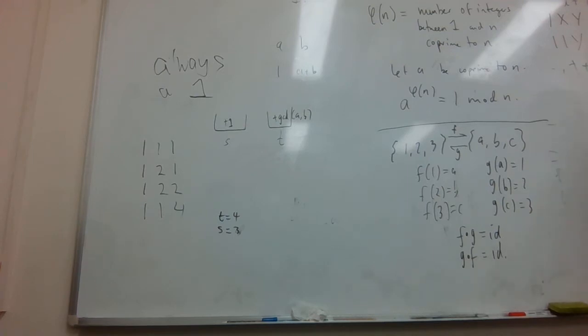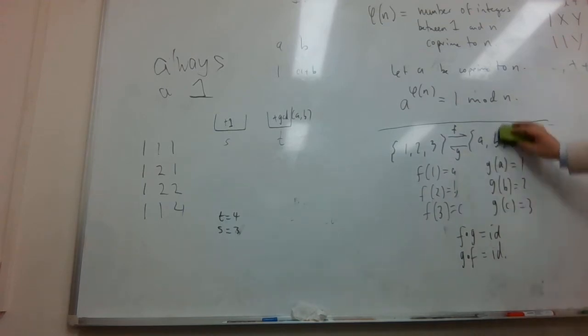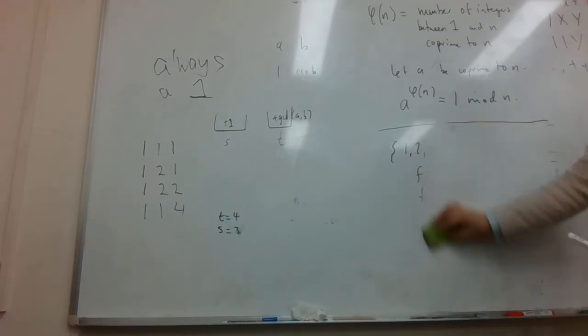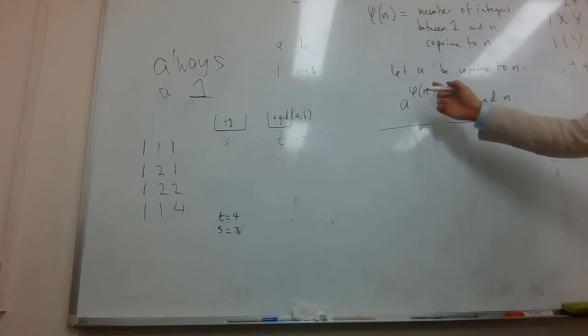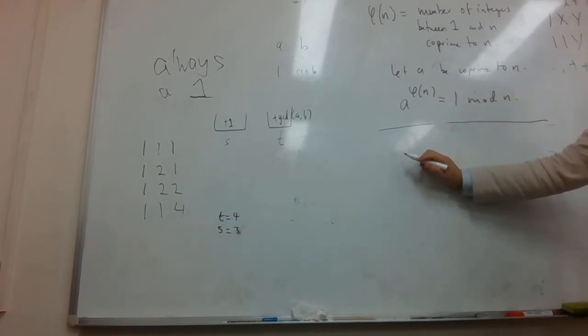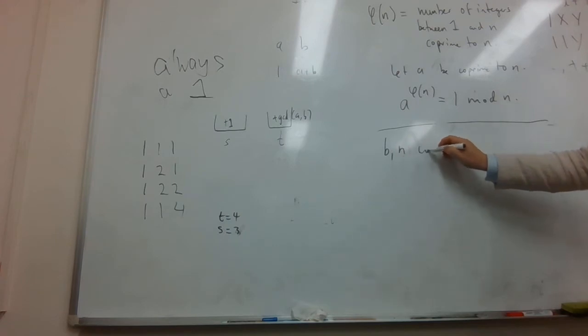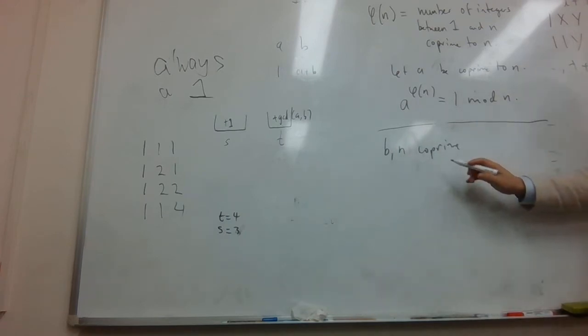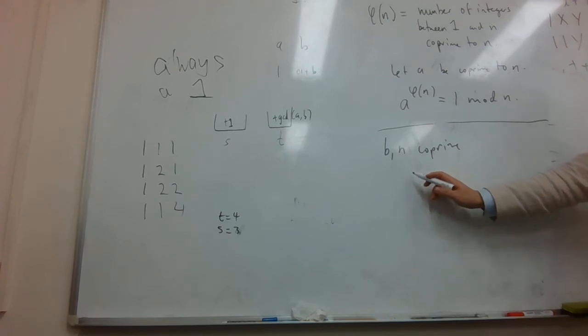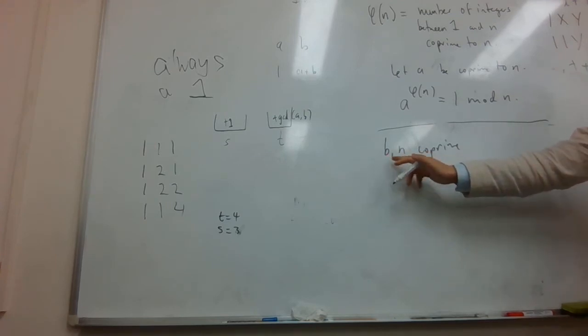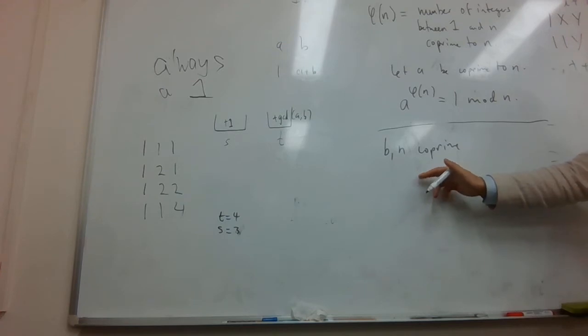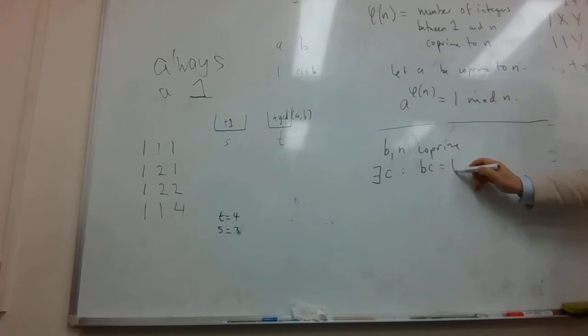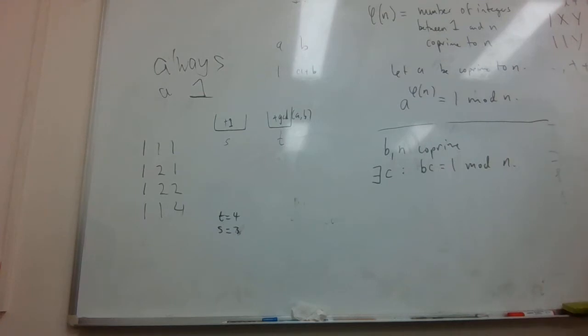Okay, so here's this cool thing. I claim that if B is co-prime to n, then there's a reciprocal of B mod n. There exists a C such that C times B is equal to 1 mod n. And obviously B times C is the same as C times B. That makes sense? Can you prove that?